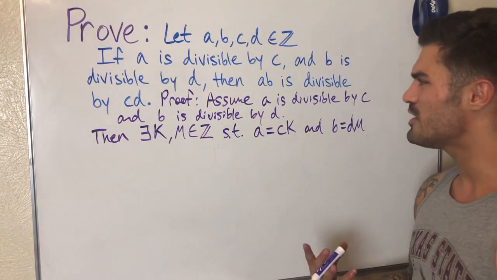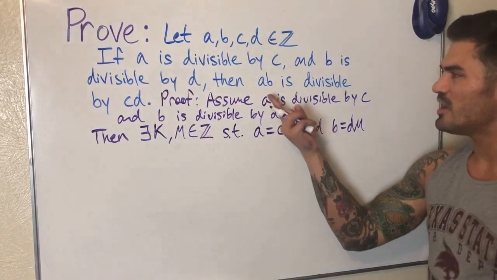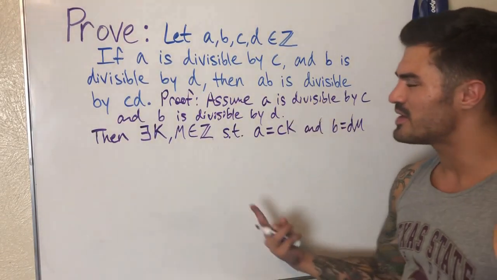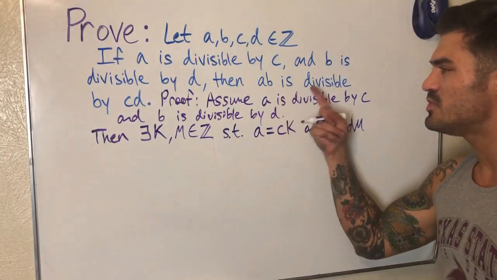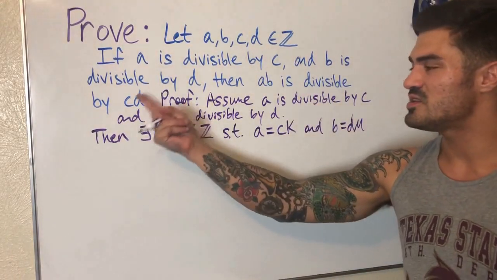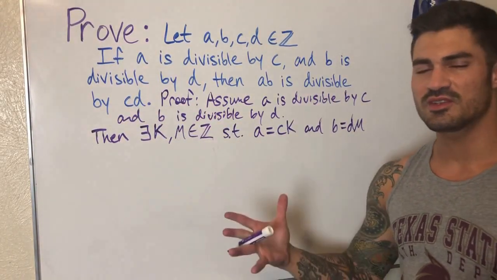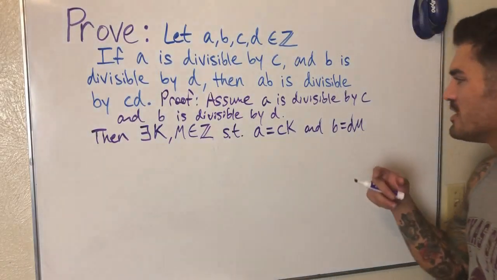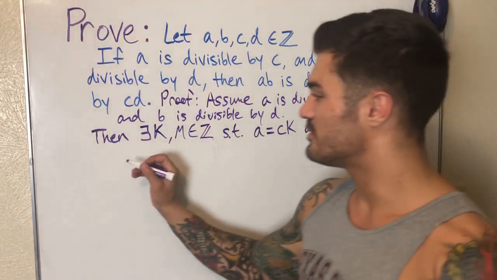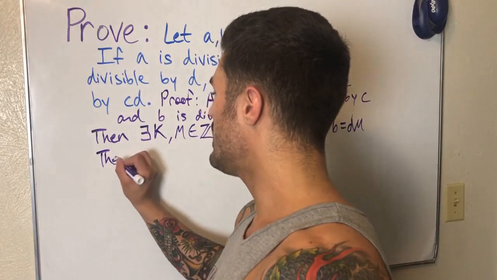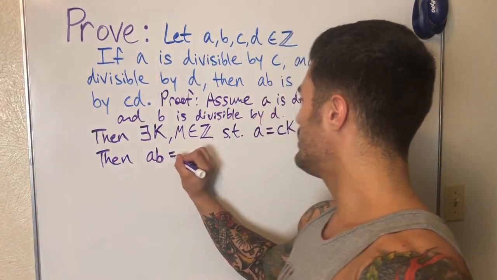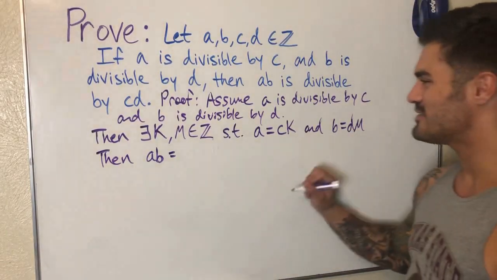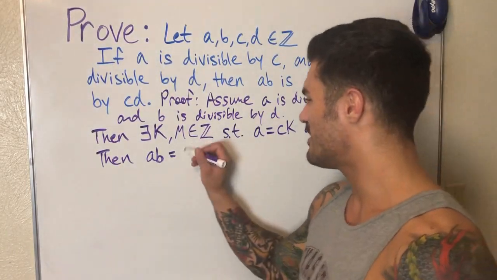What am I trying to show again? I am trying to show that A times B is divisible by C times D. So what does that mean? I'm trying to show that A times B equals C times D times some integer, right? So I'm going to multiply A and B together. Then A times B equals what? C times K times D times M.